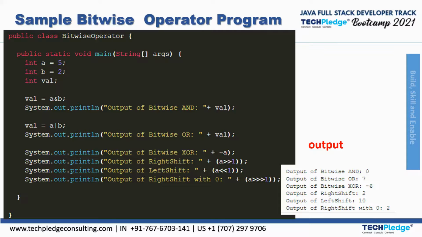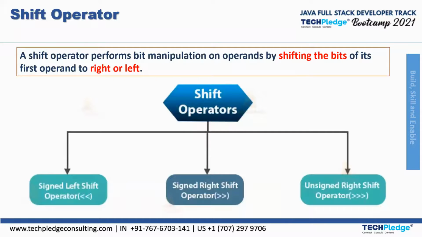This program is already here. You can try to perform this experiment and this program by yourself and check out the outputs. You can also check the values by changing the value of your integer. You can try it with negative numbers, and then see whether you're getting the desired output. Next are the shift operators.